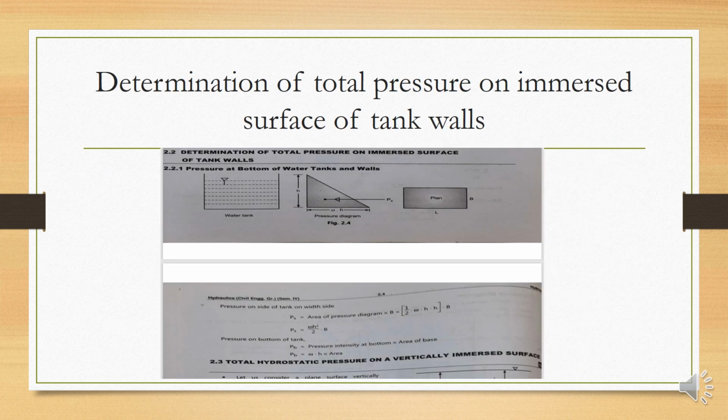Next point is the determination of the total pressure on the immersed surface of a tank wall. First image shows the actual representation of the pressure diagram of the water tank. First one is a water tank, second one is a pressure diagram, and third diagram is a plan of a water tank, means the top view of a water tank.